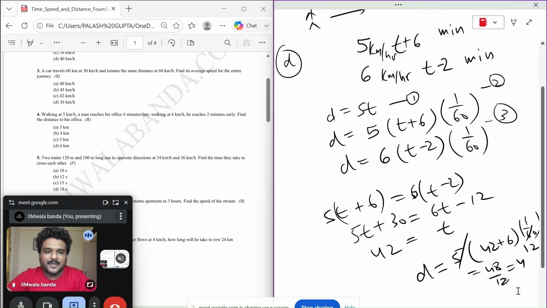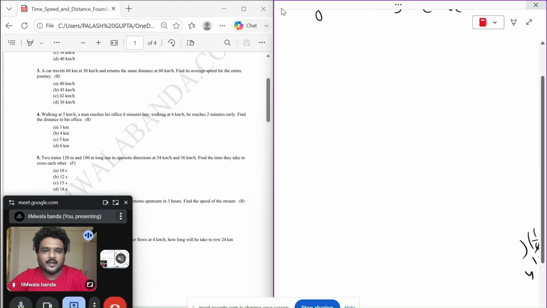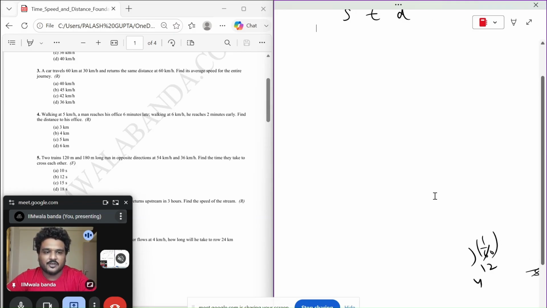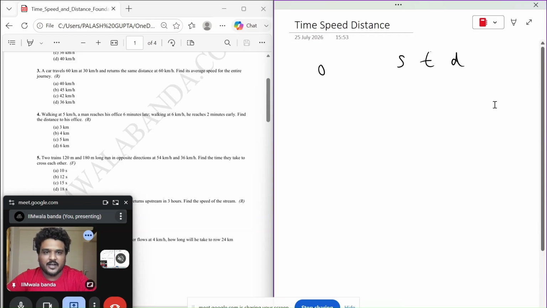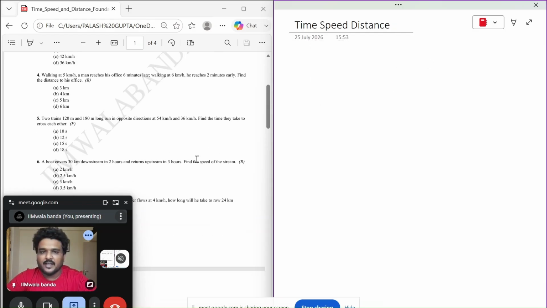So pretty basic, but important, because most of the time CAT is not giving such questions directly. It will always try to complicate either the language or mix it with some other concept. But nevertheless, if you're comfortable with this, your chances will increase to solve more complex questions.